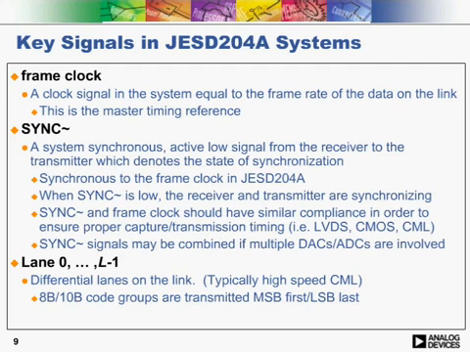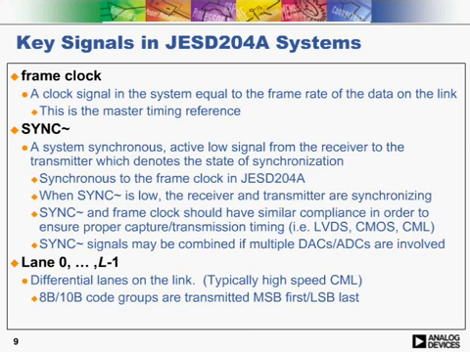The frame clock in JESD204A is a clock signal used in the system that is equal to the frame rate of the data on the link. Again, it serves as the master timing reference for 204A systems. The sync bar signal is a system synchronous active low signal that goes from the receiver to the transmitter and denotes the state of synchronization. This signal is synchronous to the frame clock in 204A. When the signal is low, it implies the receiver and transmitter are synchronizing.